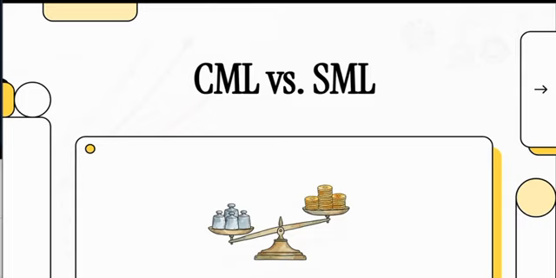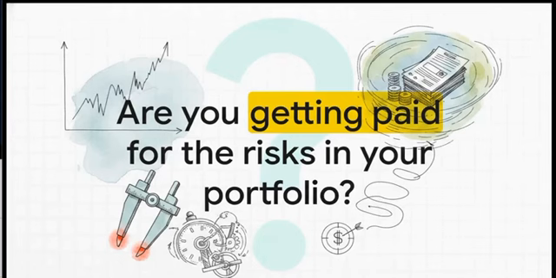Well, to figure that out, we rely on two of the most critical concepts in modern portfolio theory, the capital market line, or CML, and the security market line, the SML. So ask yourself this: are you actually getting paid for the risks in your portfolio? It's a pretty provocative question, but it perfectly frames the danger of just investing blindly.